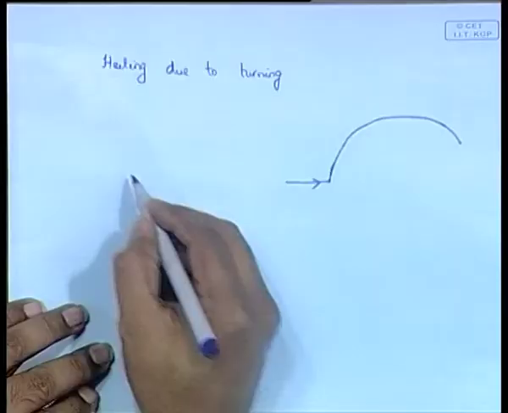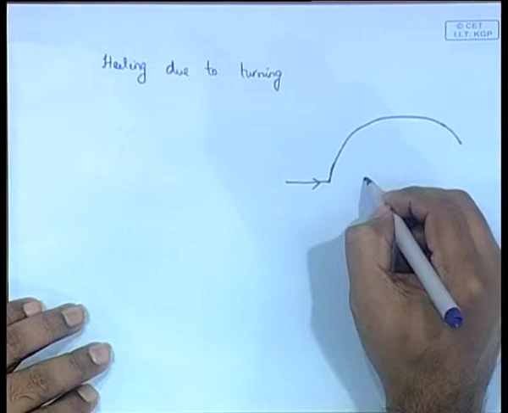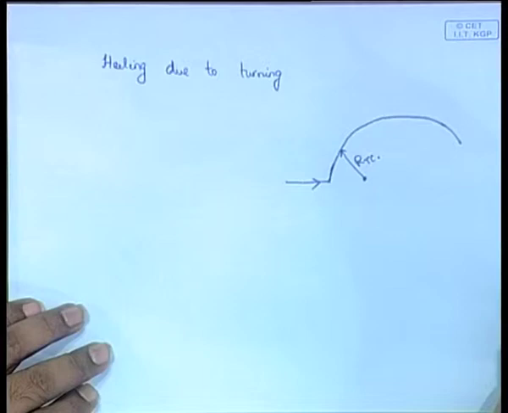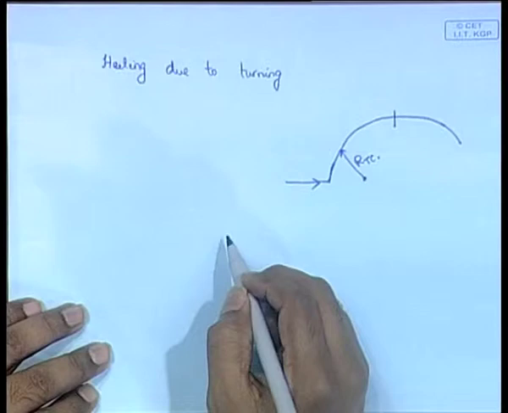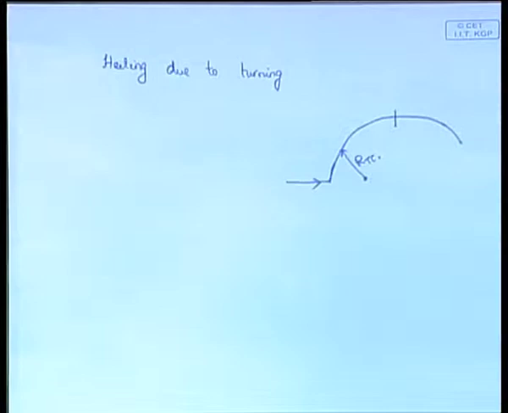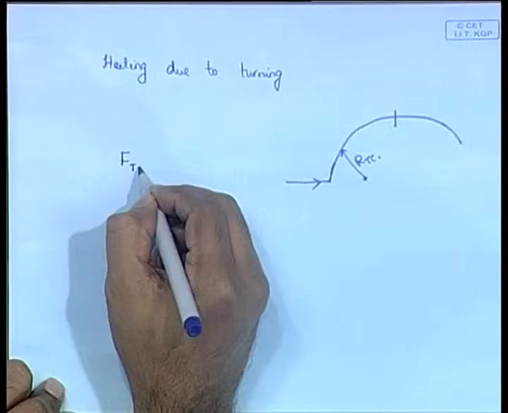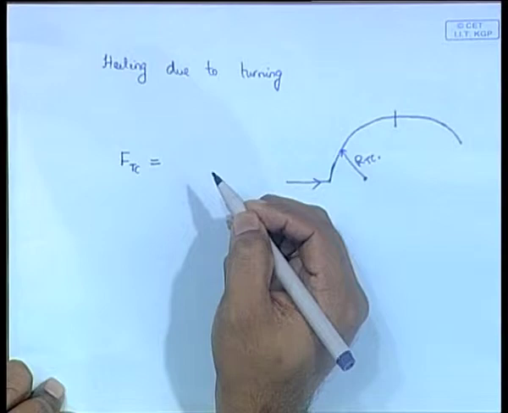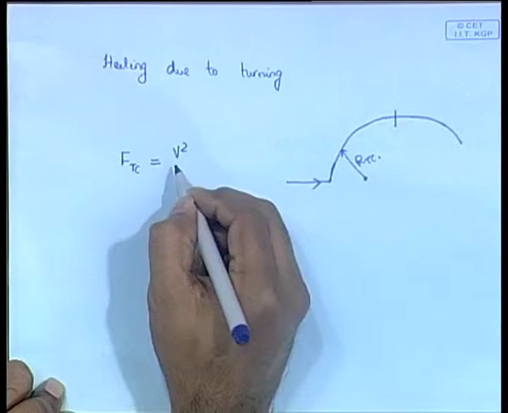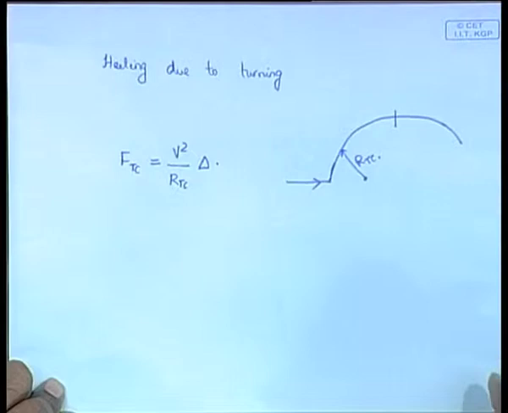Now let us assume that the ship is turning through a radius. This radius is R_TC, where TC stands for turning circle, the radius of the turning circle. So the ship is turning like this. As you can imagine, when the ship starts going in a radius, obviously a centrifugal force will start to act. That centrifugal force, F_TC, caused due to the turning, is given by the acceleration, V squared by R_TC, where the ship is turning with a velocity V, multiplied by the displacement of the ship, which gives you the centrifugal force.